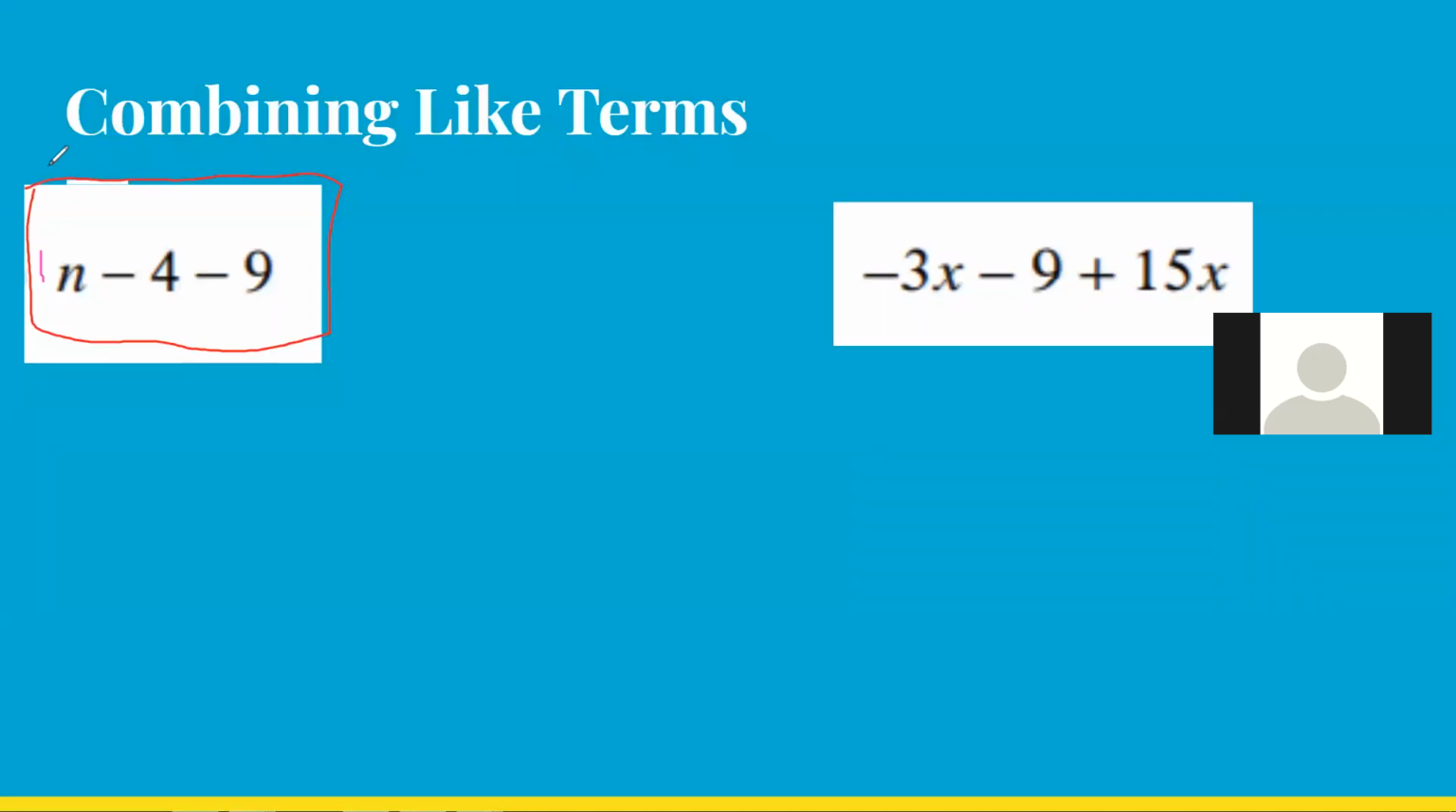Good. So what can I combine in that example? What are my like terms? The 4 and the 9. Yeah, and I have to take care of the negative. So it's really negative 4 and a negative 9. So what do you get? And remember, every single subtraction can be rewritten as adding a negative. What do you get if you go negative 4 plus negative 9?